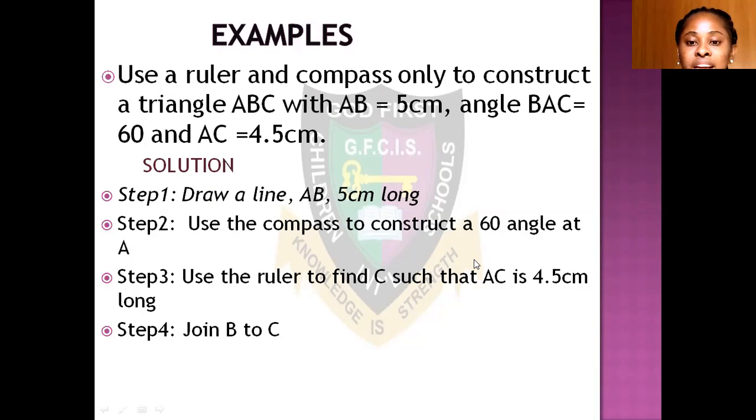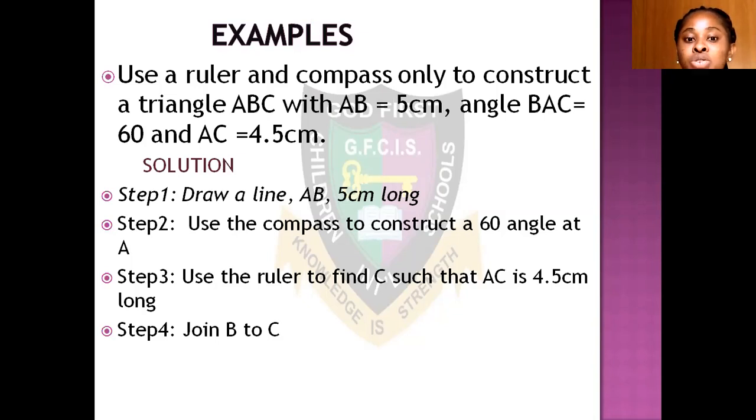To construct an angle of 60 degrees, I know and I believe you should be able to construct a 60 degree angle. The first step is to draw a line AB, which is 5 centimeters long. Use your compass to construct a 60 degree angle.